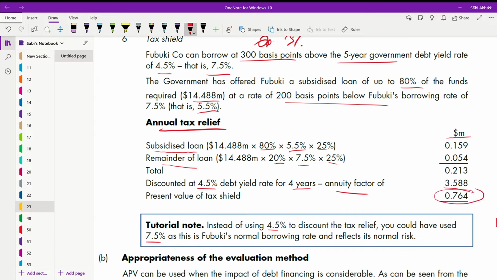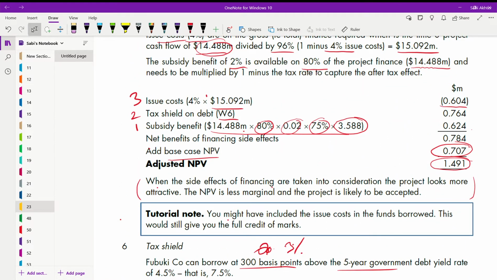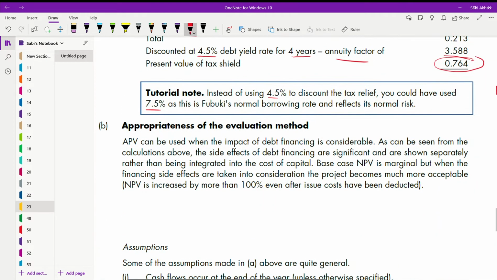It is very important that you know exactly how to find the present value of the tax shield. If you don't know this, your adjusted present value calculations will go wrong. So for this present value of tax shield, let's go up. The tax shield on debt from working 6 has to be there, and then the subsidy benefit. So all this will add up, and then we are coming to part B.